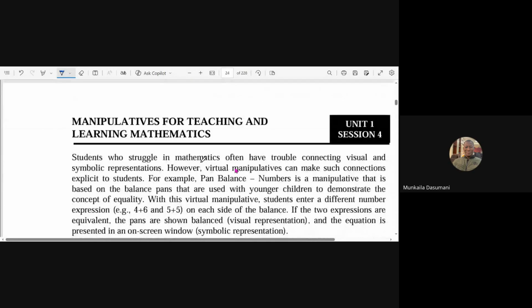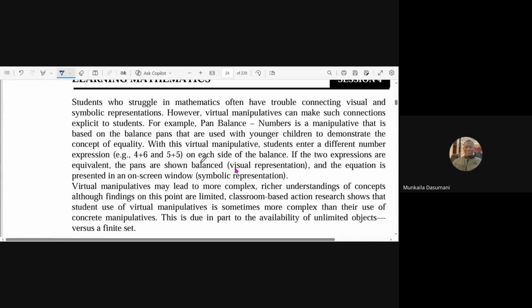All right, so that's about the virtual manipulatives. It also helps students who struggle in mathematics. Students who struggle in mathematics often have trouble connecting virtual and symbolic representation. They have an example here using the pan balance numbers. Pan balance numbers is a manipulative that is based on the balance pans that are used with younger children to demonstrate the concept of equality.